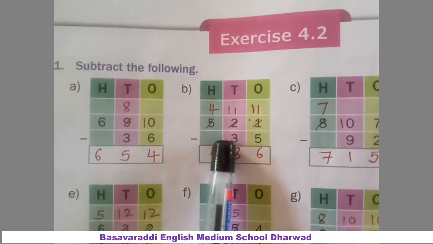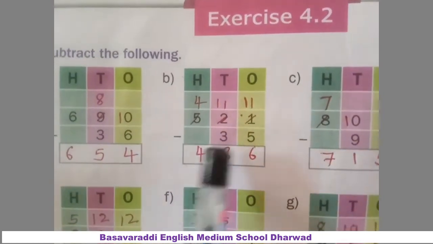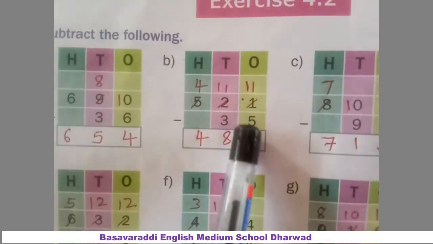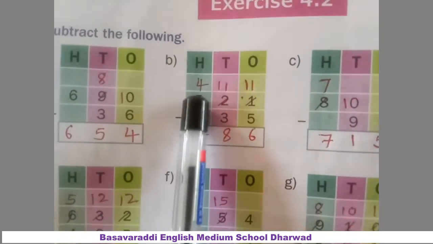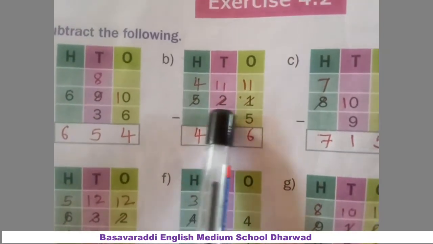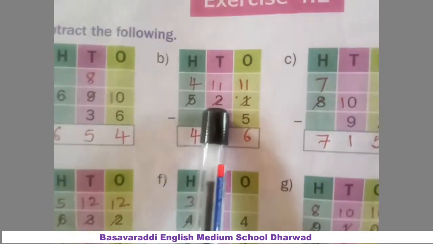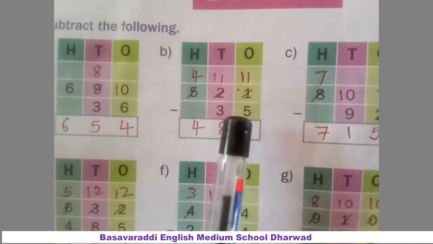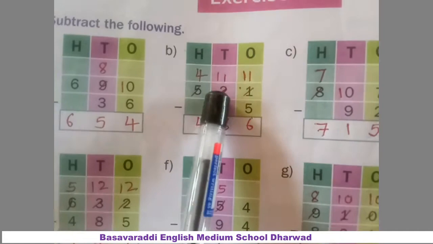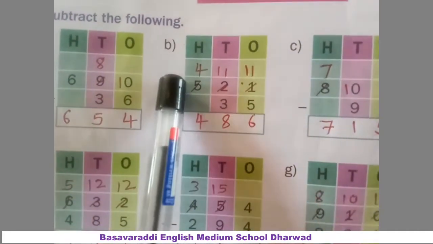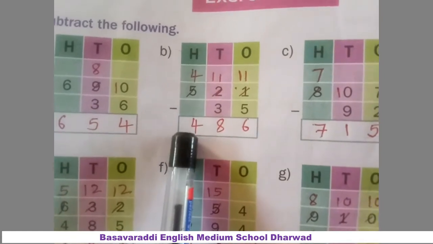Same as this one: 521 minus 335. 1 is smaller than 5, so we ask from the tens place. It gives, so it is borrowing. In subtraction it is borrowing; in addition it is carryover. So borrowing 1, 11 minus 5 is 6. Here it is 2, 2 minus 1 is 1. Then 11 minus 3 is 8. 4 is there, and we write 486.